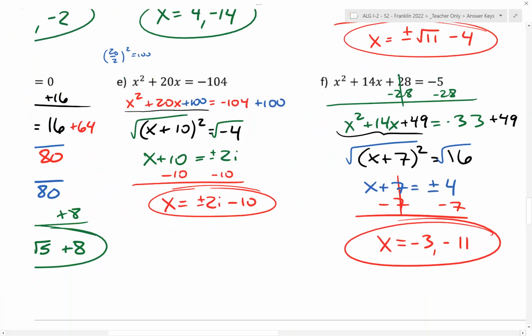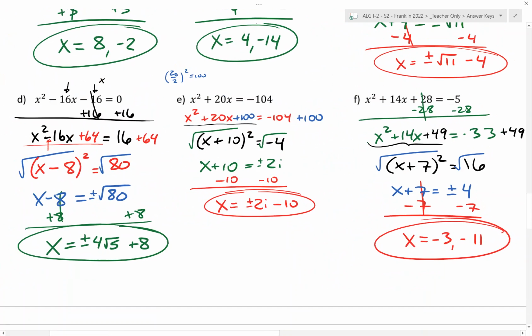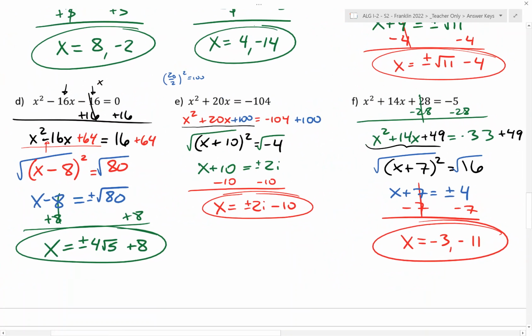So very similar to the previous section of notes, except now we have one more tool we can use to solve an equation by square rooting, even if we have a linear term, an x by itself, a singular x term. We can complete the perfect square trinomial, factor it, and then solve by square rooting.